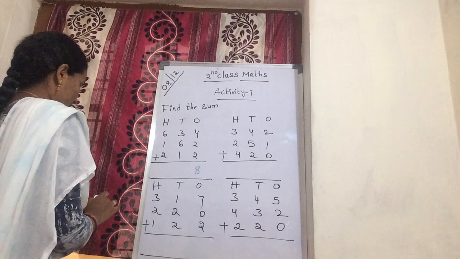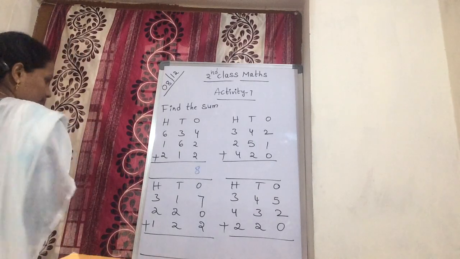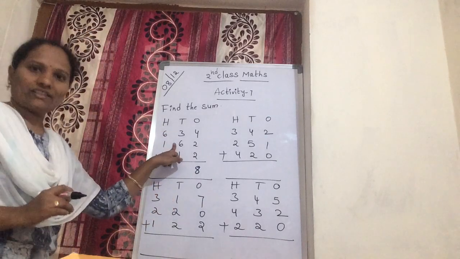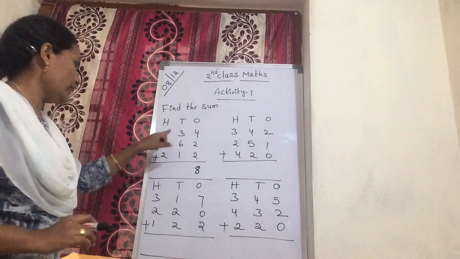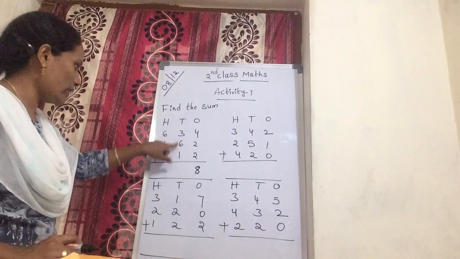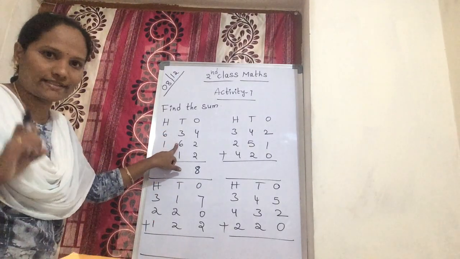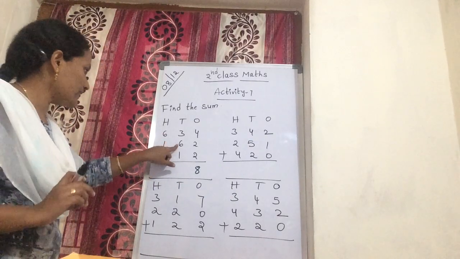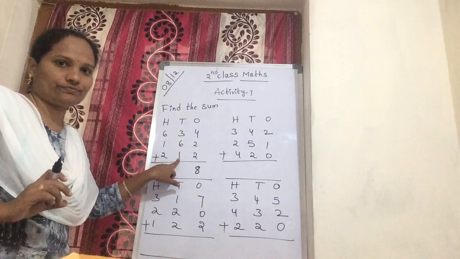Now, next coming to tens. First you are adding the first 2 numbers. You get a result. You are adding again the third number. Okay, we can understand. First you are adding these 2. You get some result, you get some sum. Again that sum you are adding 1.